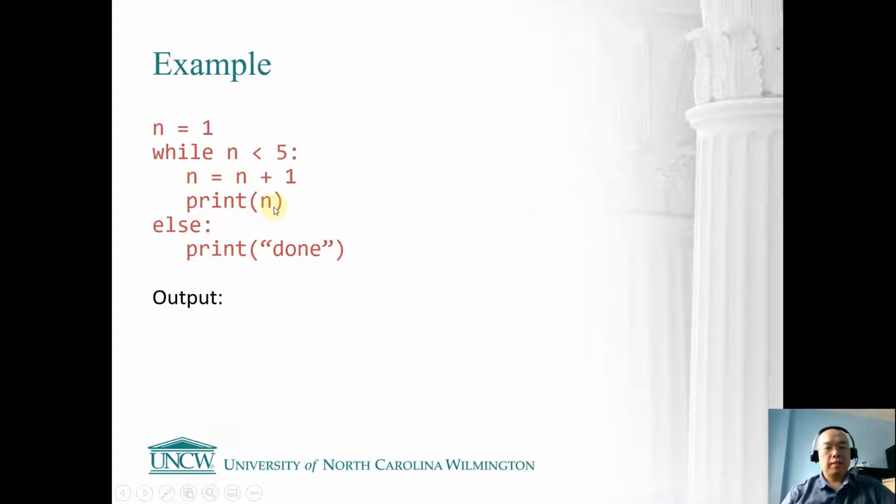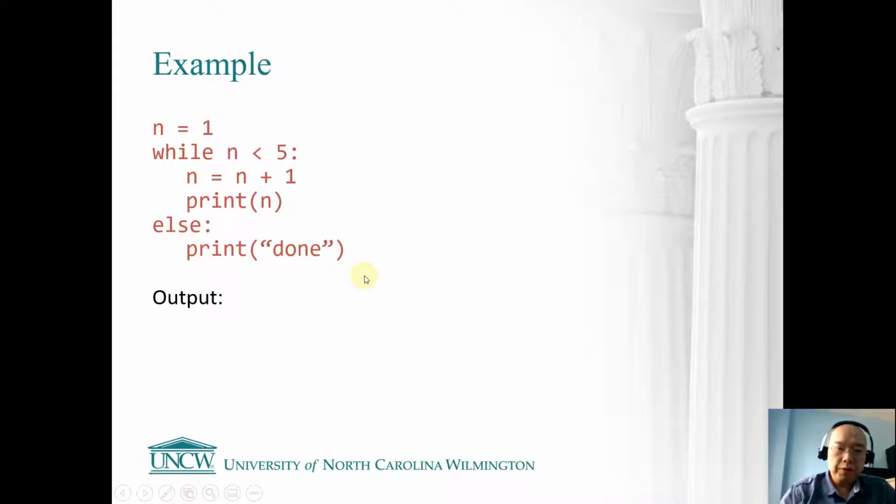Okay, so let's see an example. Say we have the variable n as 1, and then while, well, I usually read while as long as. This is the way that we can better read and understand the code at the same time. So let me read the code again. n is 1, and then as long as n is smaller than 5, what we are going to do is increase n by 1 and print the value of n. Eventually, after we finish all the possible rounds of the iteration, we do else, and then we print done, right?